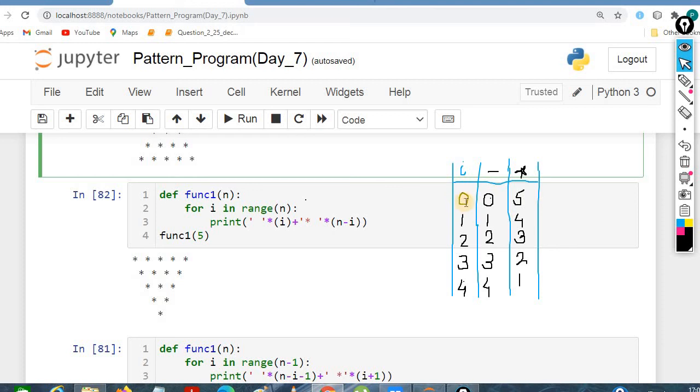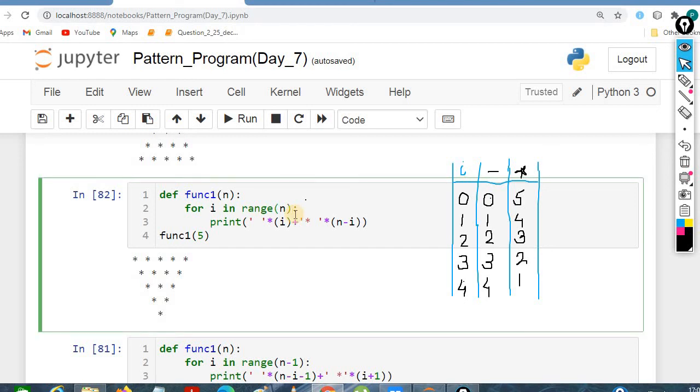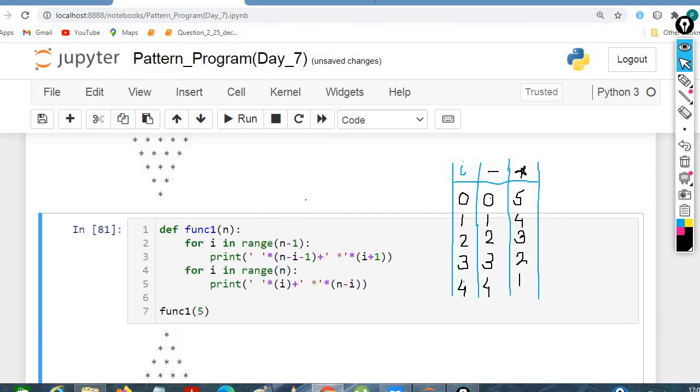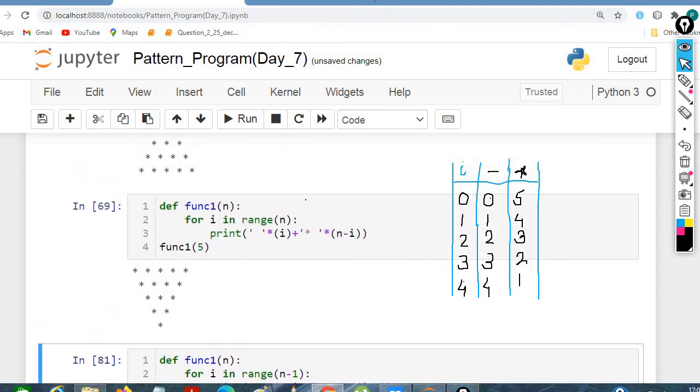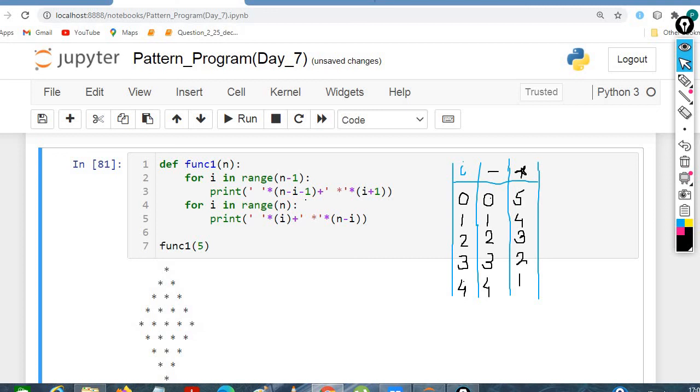For the iteration number we are considering 0, 1, 2 as per the range. But if we see it, this is the first iteration, second, third, fourth, fifth. This way we are going to execute it now. When we execute it, we will get our required output.